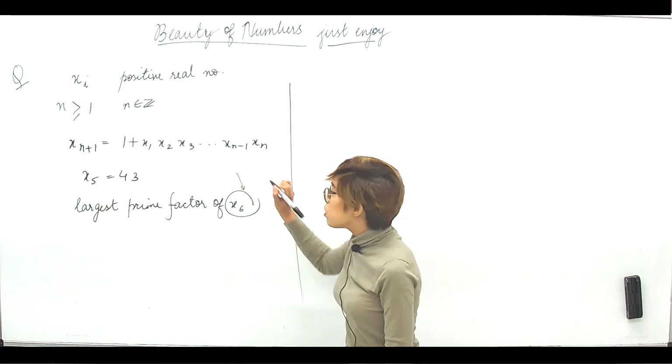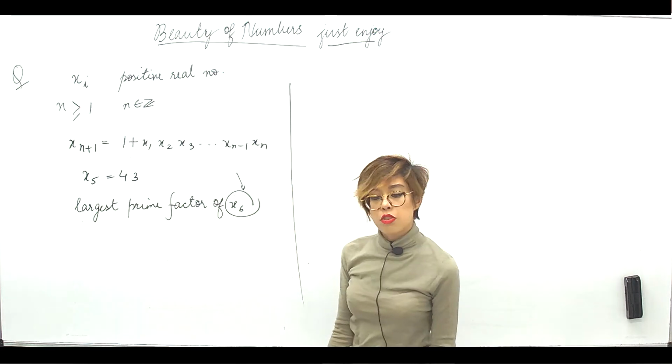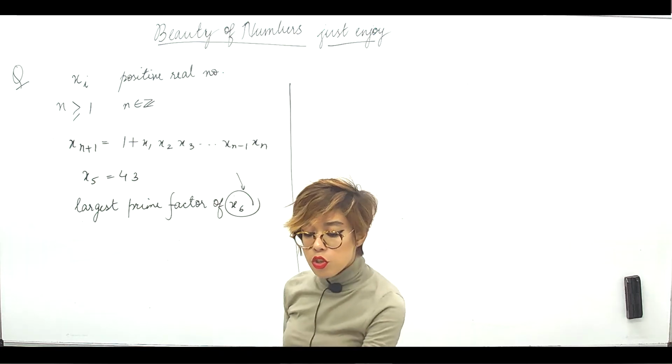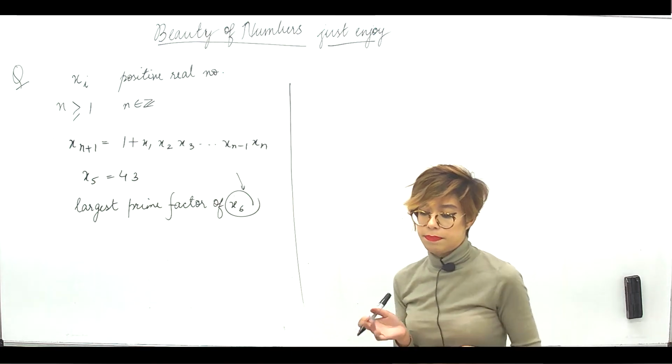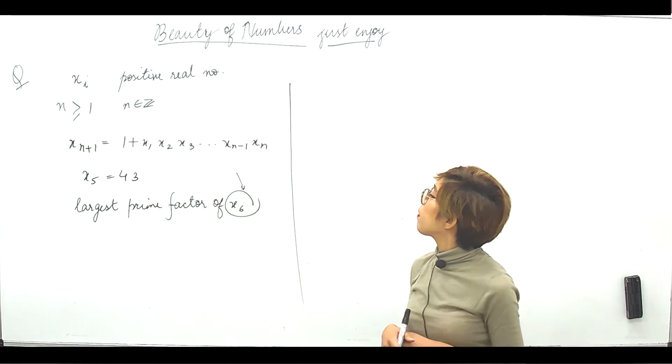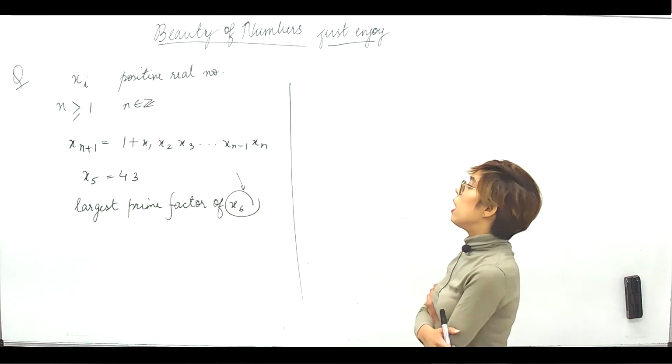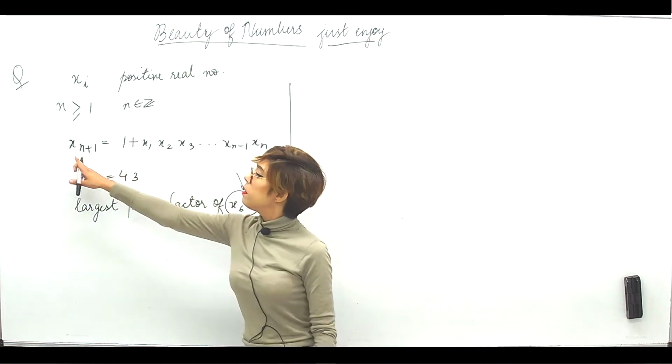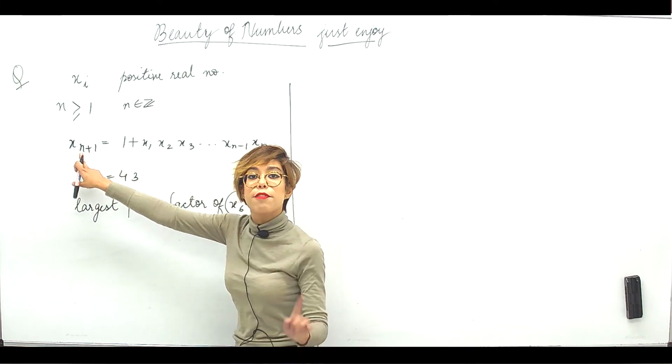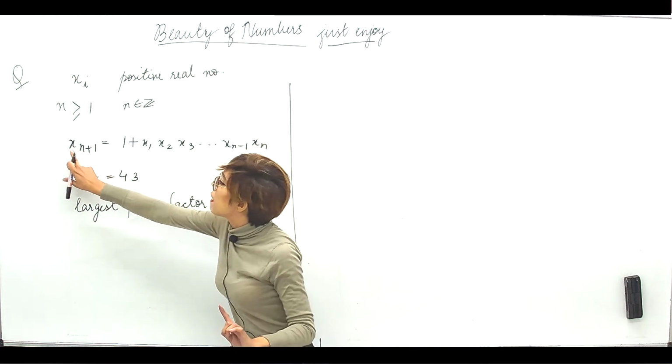If I get to know x6, I can prime factorize it. Should not be a big deal. Right? So try to find x6. Okay, we have to find x6. Now x6 will obviously come from here. That means I have to put n as 5. So put n as 5 in this.